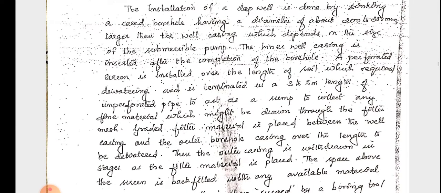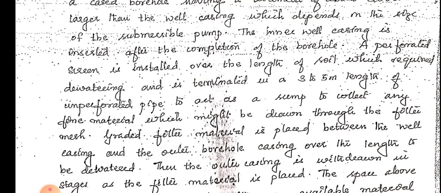So after that, the inner well casing is inserted after the completion of the borehole. A perforated screen is installed over the length of the soil. So around this well casing there is a perforated screen, which is required for dewatering, and it is terminated in a 3 to 5 meter length of unperforated pipe.